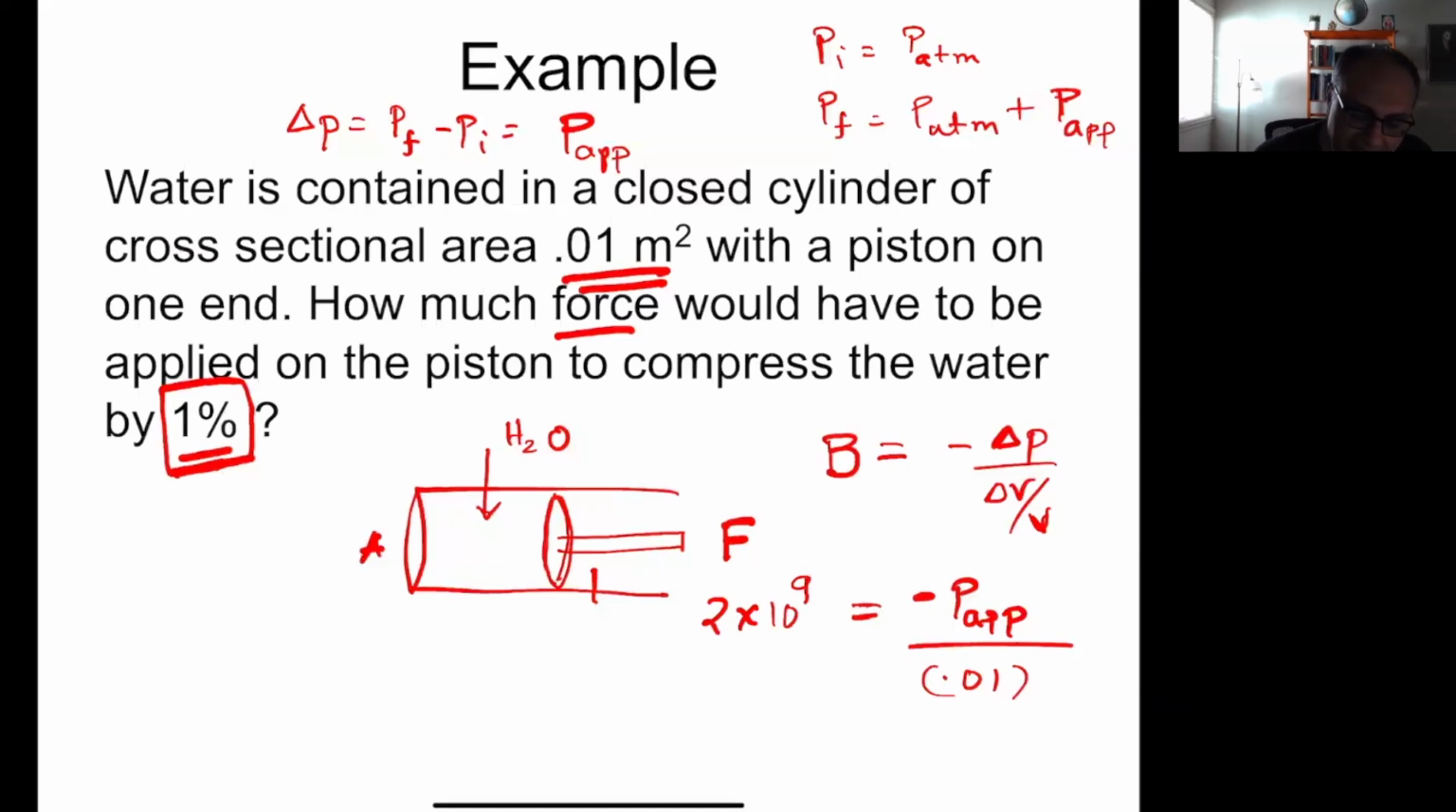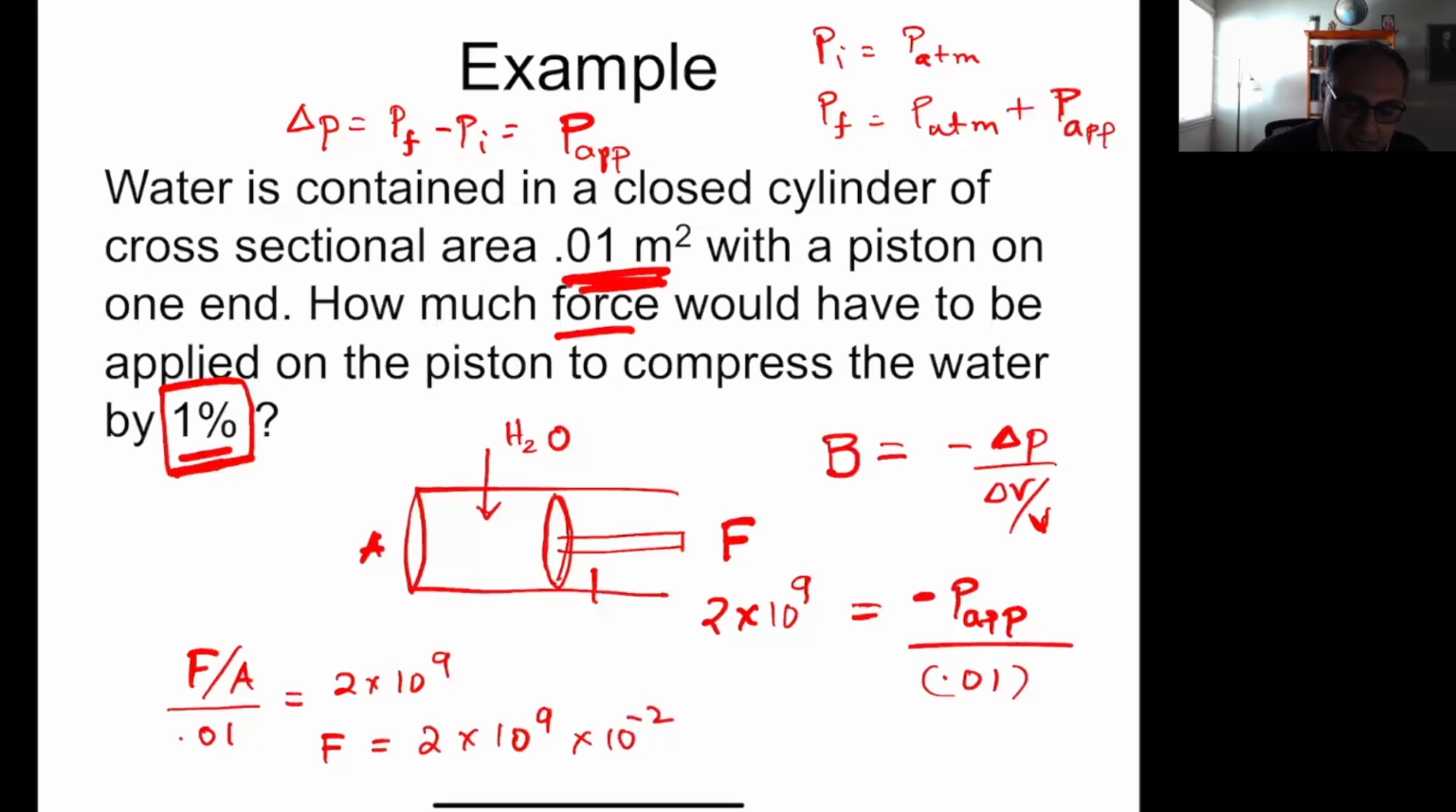So force divided by area, that's P applied, divided by 0.01 is equal to 2 times 10 to the power of 9. And I'm just ignoring the minus sign because we don't care about that. My goal is to solve for F. So from here I get F is equal to 2 times 10 to the power of 9 times the 0.01, which I'll just write as 10 to the power of minus 2. And the area is also 10 to the power of minus 2 because it's 0.01 meters square. So times another 10 to the power of minus 2. That makes sense?